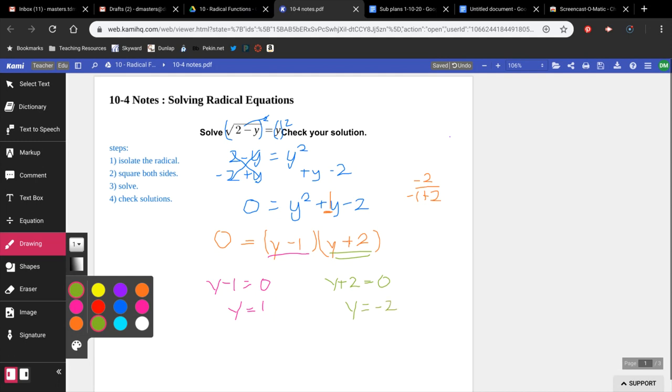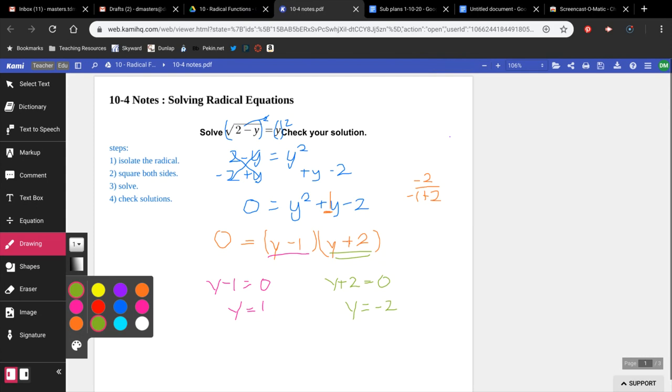So that brings us all the way through step 3. We have isolated the radical. We've squared both sides. And then we used our quadratic solving skills of factoring to solve the equation. So now we have 2 solutions. It's a little different than the couple equations we looked at last week. So now we need to check them to see if they're going to work.